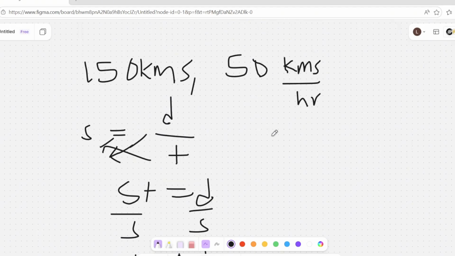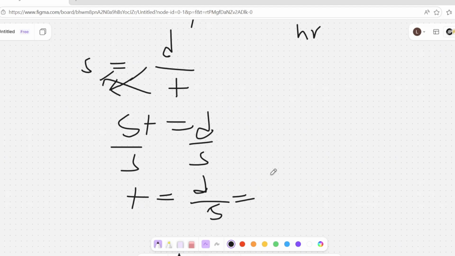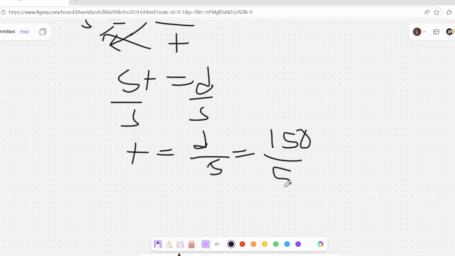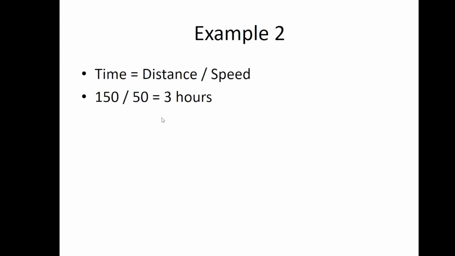So what we have here is 150 kilometers as the distance, divided by 50. So our answer will be equal to 3 hours. As you can see here, 3 hours is the answer. So let's proceed, which is the same here.